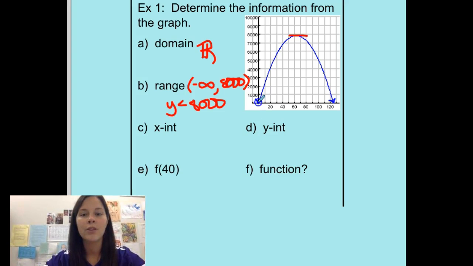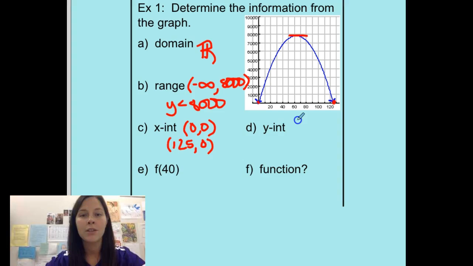X-intercepts occur where the graph crosses the x-axis. Remember, our x-axis is the horizontal axis. In this case, we have two x-intercepts, ordered pairs. First one is roughly 0, 0. Second one, and remember that x value comes first, it looks like it's about 125, and our y value is 0 when we're on the x-axis.